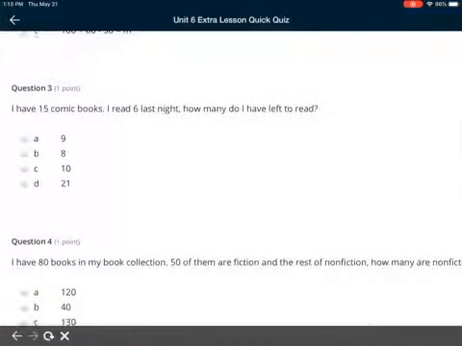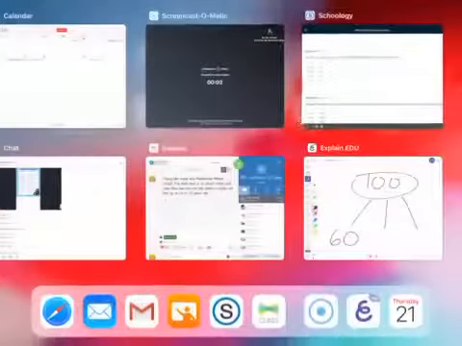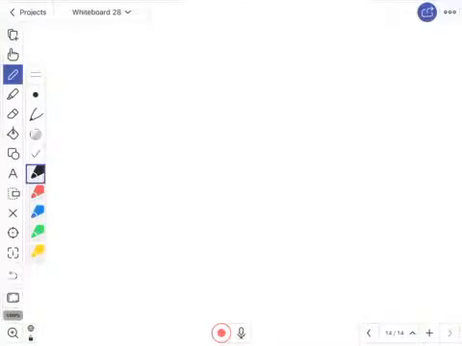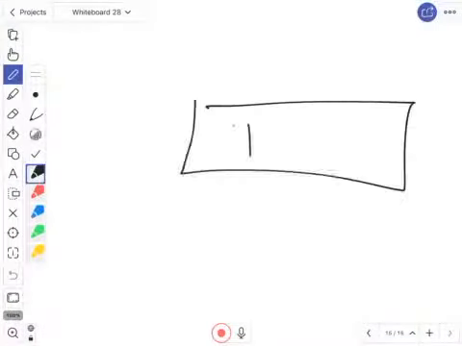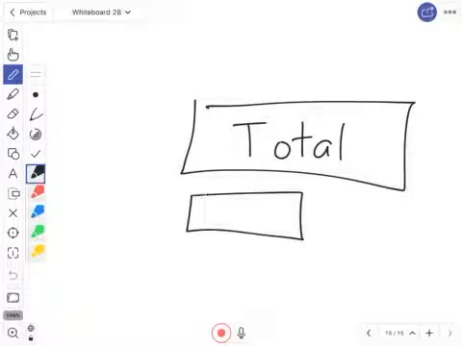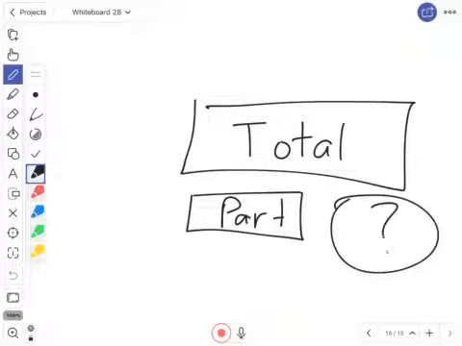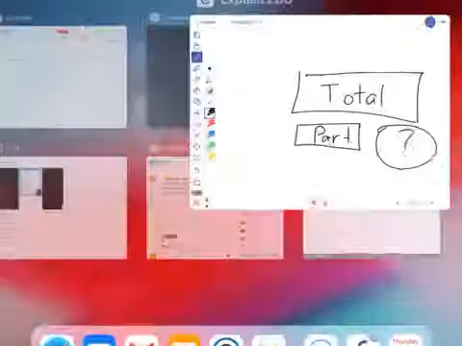Number 3, I have 15 comic books. I read 6 last night. How many do I have left to read? Okay. Again, I could use a comparison bar for that one. I'm going to put my total on the top. And then I'm going to have a part that I know, but there is one part that I don't know, and that can help me with that one.